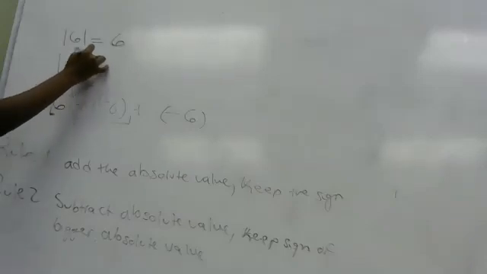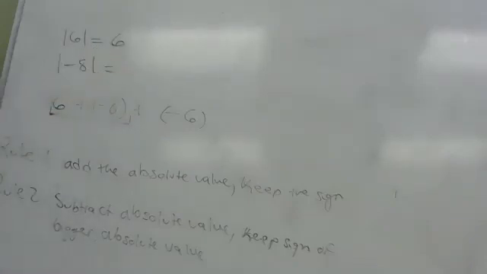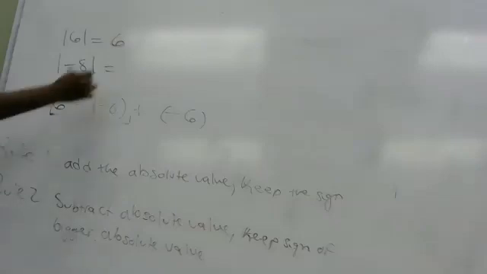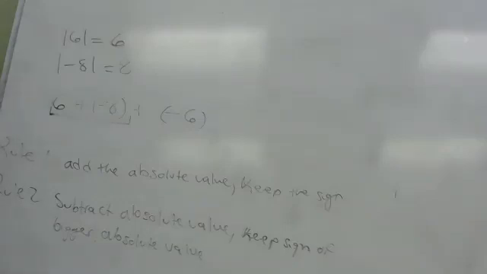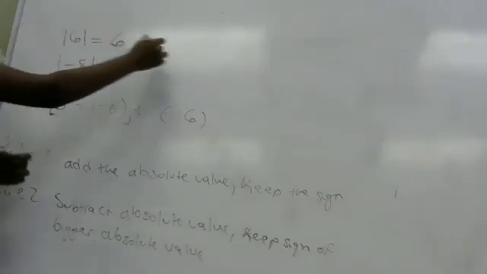Absolute value of 6 is 6. Absolute value of negative 8 is 8. All right, what do I do with these numbers? Subtract. How am I subtracting it? 8 minus 6.